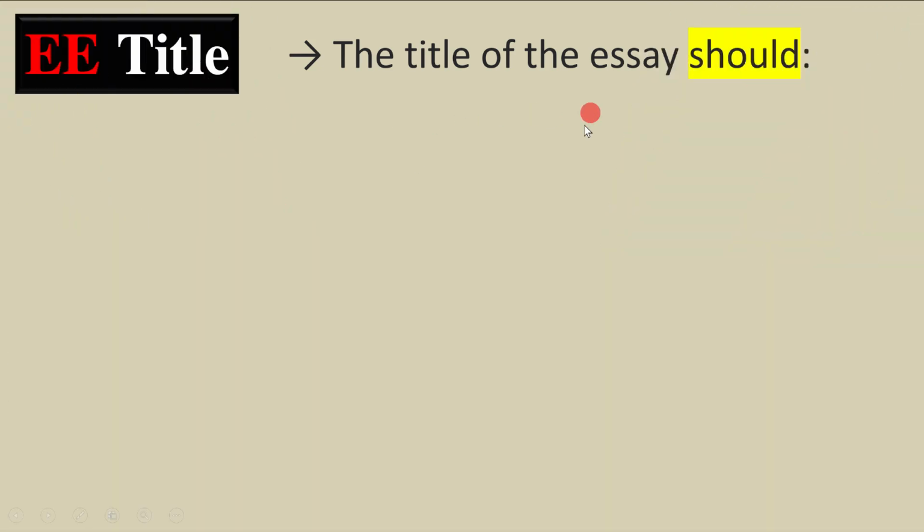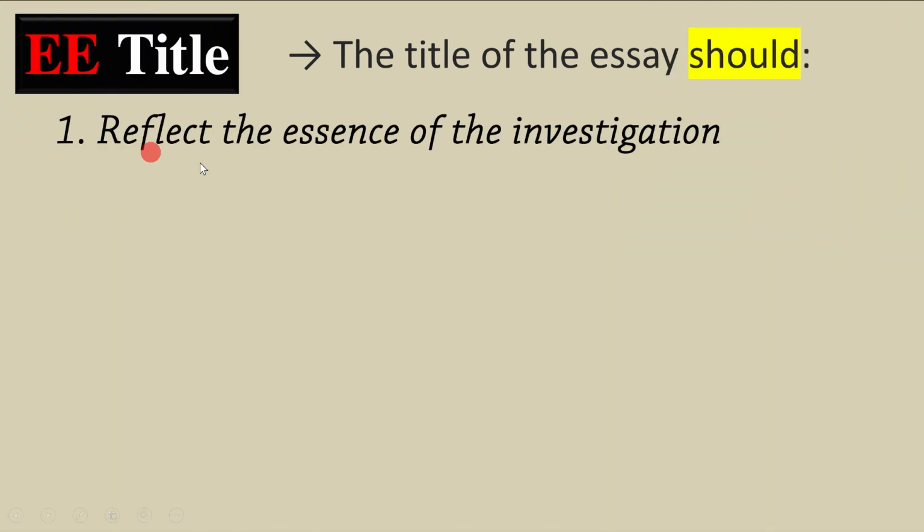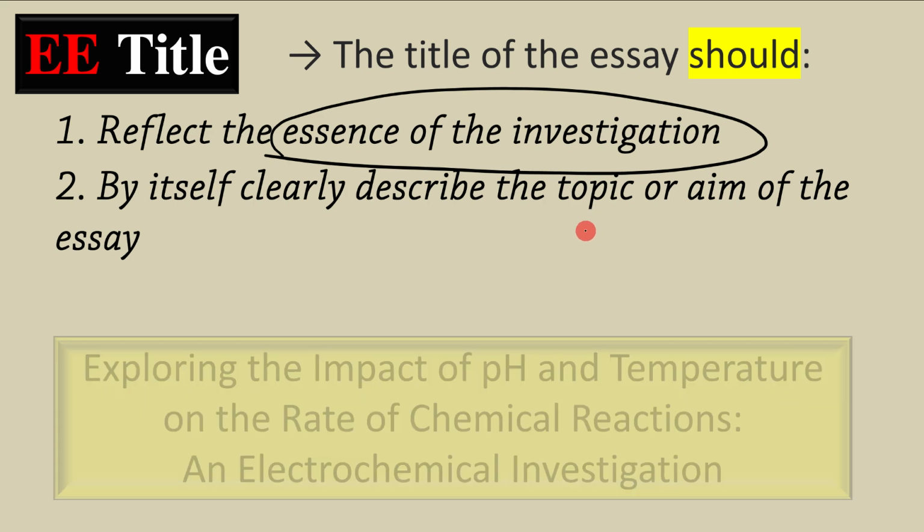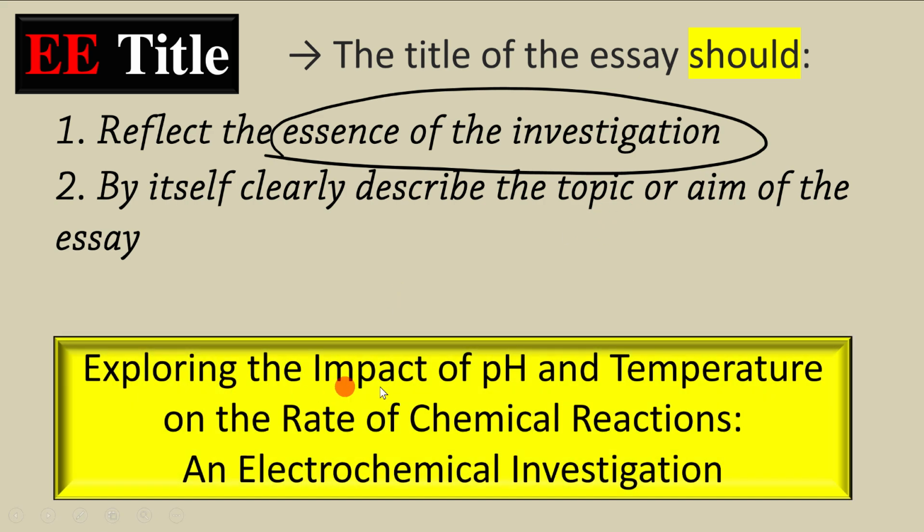The title of an extended essay should, number 1, reflect the essence of the investigation. Essence is the field. And number 2, by itself clearly describe the topic or aim of the essay. That is the focus. Look at this example. Exploring the impact of pH and temperature on the rate of chemical reactions: An electrochemical investigation. Yes, the field is chemistry and the focus is electrochemistry.